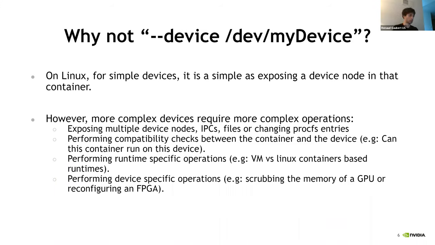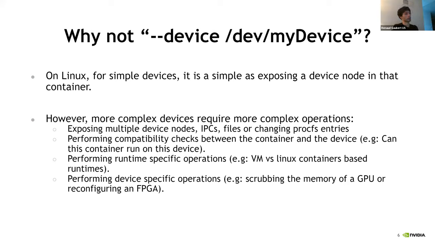So what we've noticed, at least for multiple vendors, is that a lot of the time they need to expose multiple device nodes, and it's just not practical to ask the user to expose the GPU and then some virtual control nodes. So think /dev/nvidia0, /dev/nvidiactl, /dev/nvidia-uvm, or maybe a graphics card, where you might want to expose the video, the display, and the audio devices. There might be IPCs, files, or even changing procFS entries.